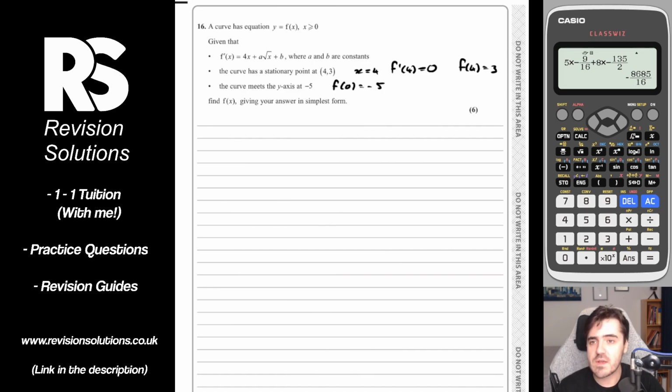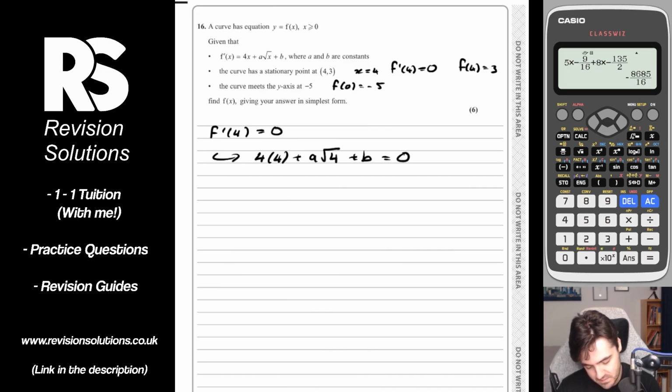Let's start with using the information about the stationary point. So we're already given the derivative. So let's just plug in 4, set it to 0, and see what that says about a and b. So if f dash of 4 equals 0, that's going to say that 4 times 4 plus a times the square root of 4 plus b must equal 0. So that's 16 plus 2a plus b must equal 0. So that's a first equation.